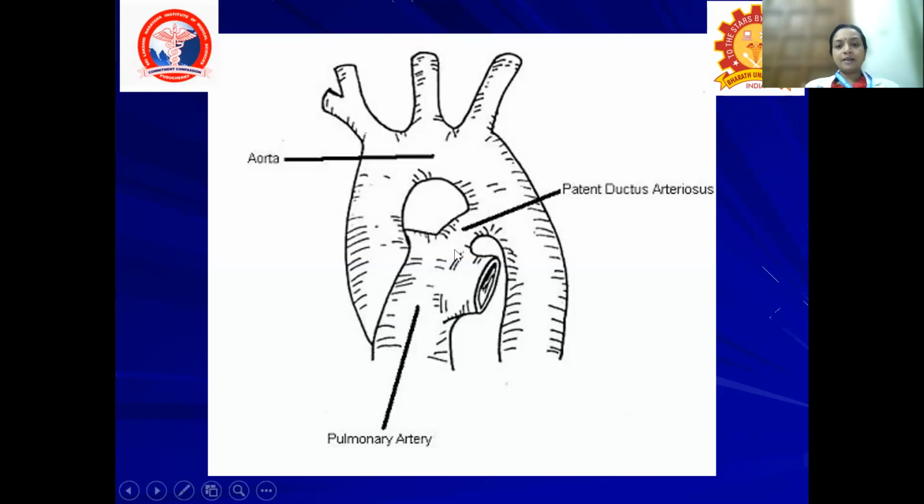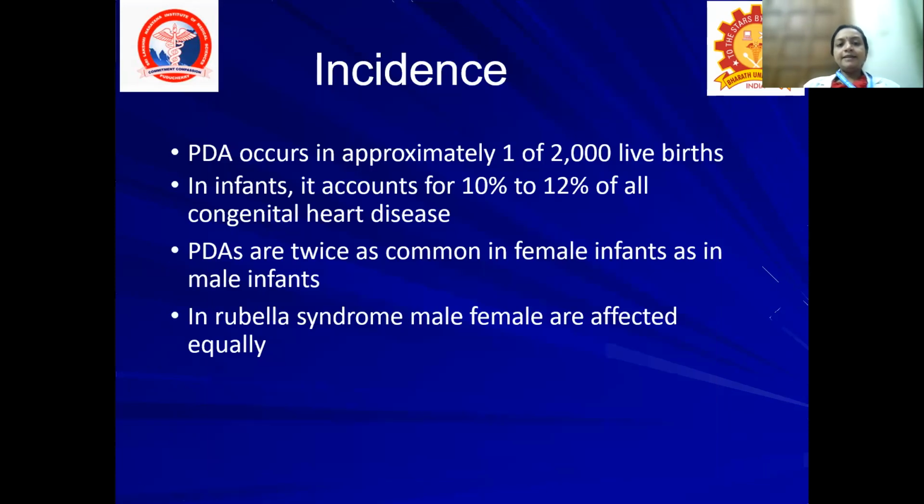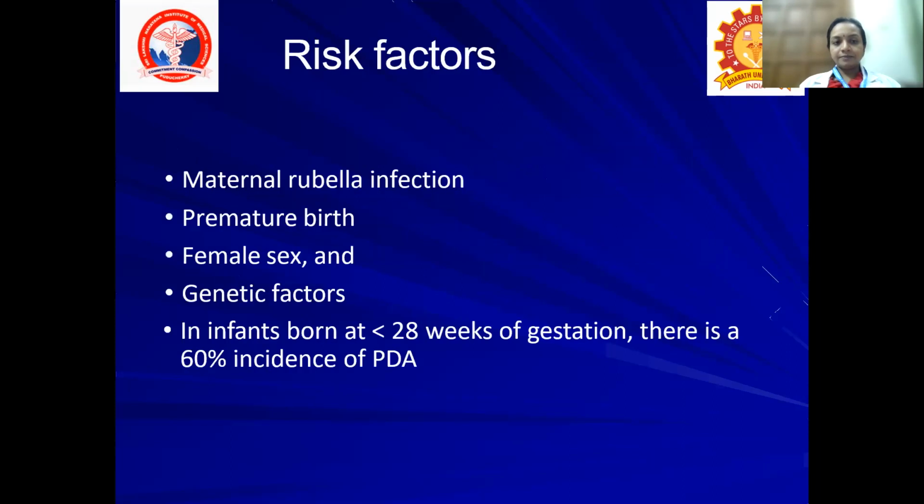This is the ductus arteriosus. When it is patent, we call it patent ductus arteriosus. The incidence is around 1 in 2000 live births. In infants, it accounts for 10 to 12% of all congenital heart diseases. Patent ductus arteriosus is twice as common in female infants as in male infants. In rubella syndrome, males and females are equally affected.